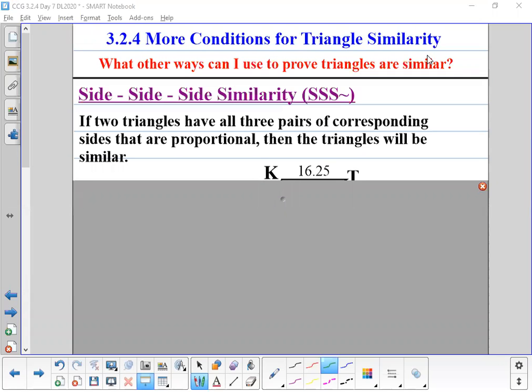So we're taking a look at this third condition, which is side-side-side similarity, or SSS tilde. And we're saying if two triangles have all three pairs of corresponding sides that are proportional, that means they have the same zoom factor, then the triangles will be similar.